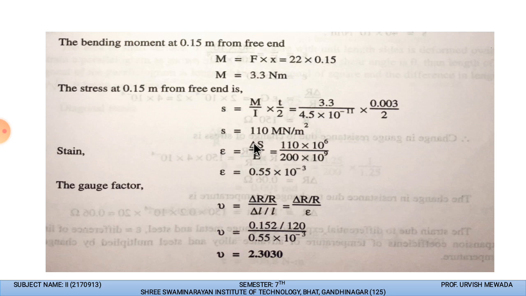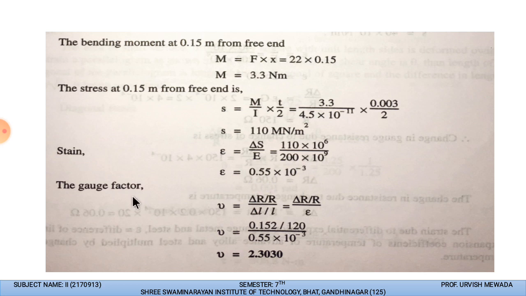So at 0.15 meter, this is S by E. So 110 into 10 raised to minus 6 is the value of S, the stress, and E is 200 into 10 raised to 9. From that the strain is 0.55 into 10 raised to minus 3.